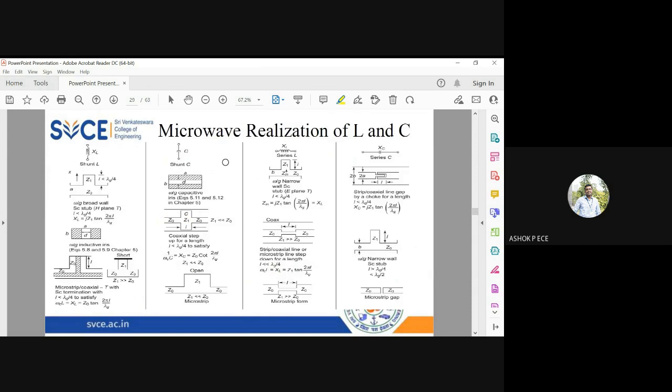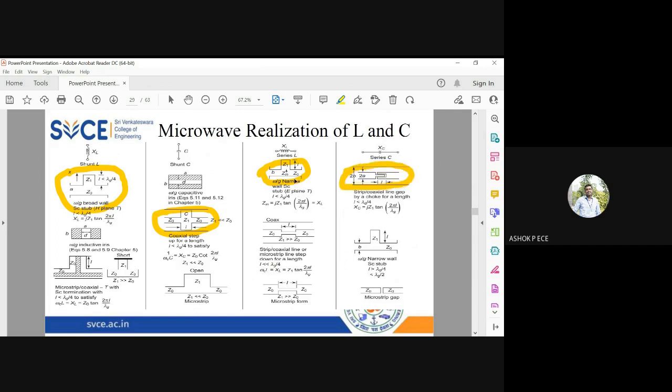When you conventionally use circuits, you'll be using discrete components L and C. But when you use microwave circuits, I cannot go for L and C. I'll be using these structures. So when it is a shunt L, I'll be using this structure to create a shunt L effect. When it is going to be shunt C, I'll be using this structure to create a shunt capacitor effect. When I'm going to use a series L, I'll be using this structure to create the series inductor effect. When I'm going to have a series capacitor, I'm going to use this structure to create the series capacitance effect.